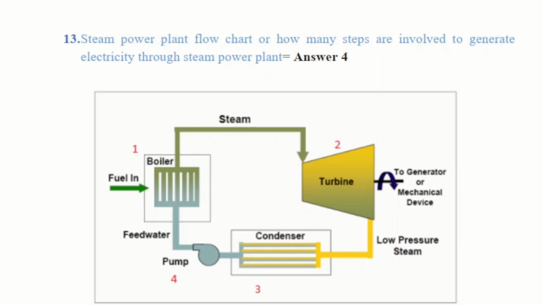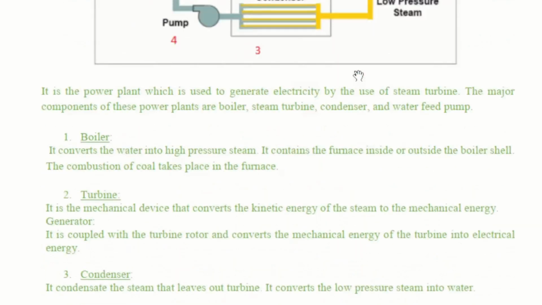Afterwards, the third step is condenser. It condenses the steam that leaves our turbine. It converts the low pressure steam into water. The fourth and last step is the feed water pump. It is used to transport the feed water to the boiler. So you can also write down over here that there are basically 4 steps.